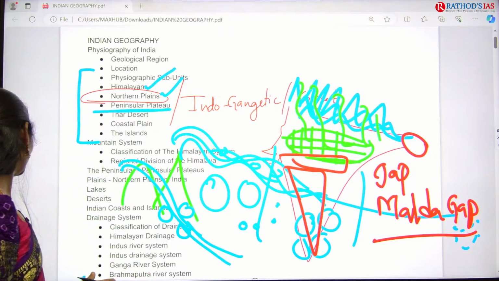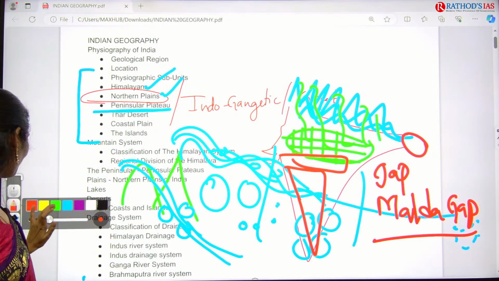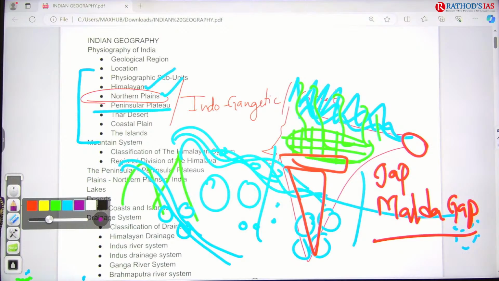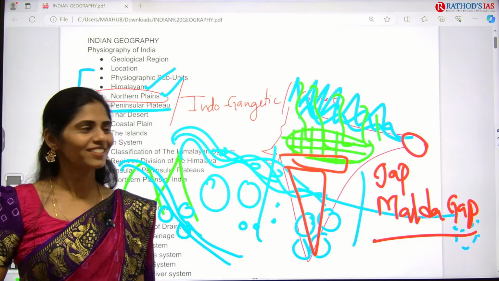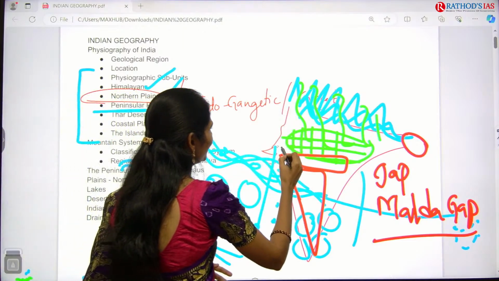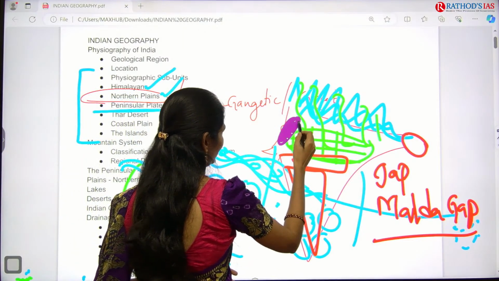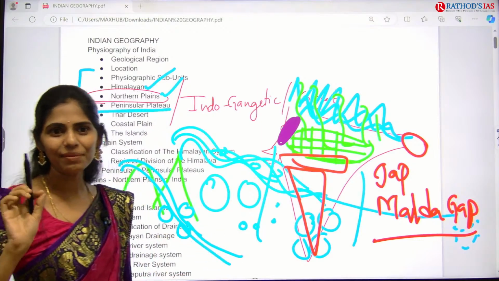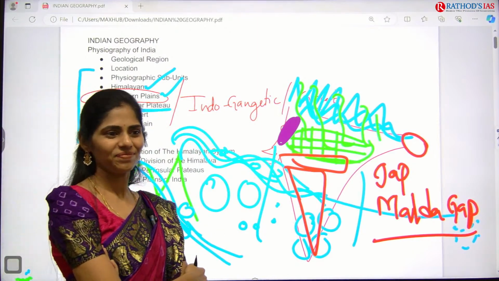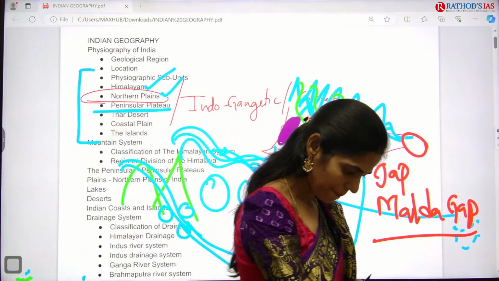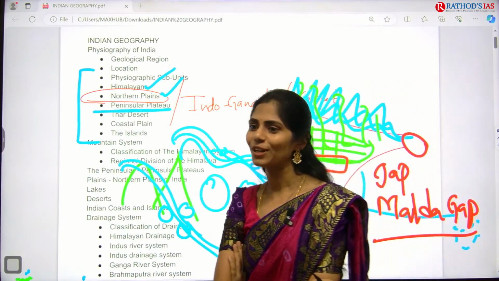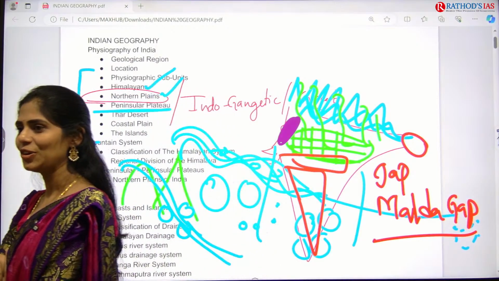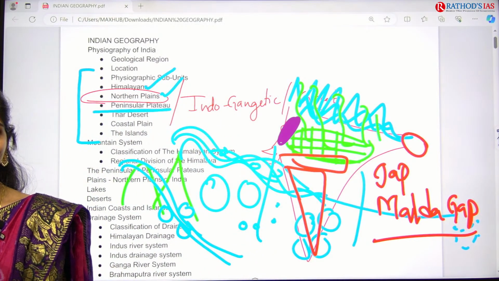Next one is the Thar Desert. How many of you know about this desert? Where is it located? Very good. We have the Thar Desert here in Rajasthan. So tell me the meaning of desert. I am asking about the meaning of desert, not about the Aravalli range at all. Tell me now, what is the meaning of desert?